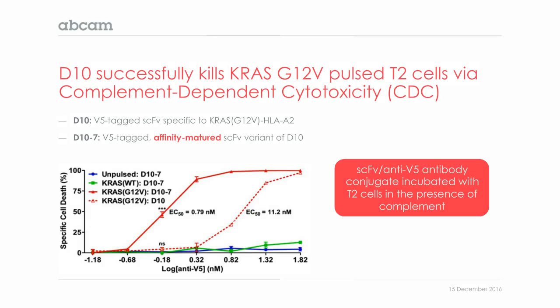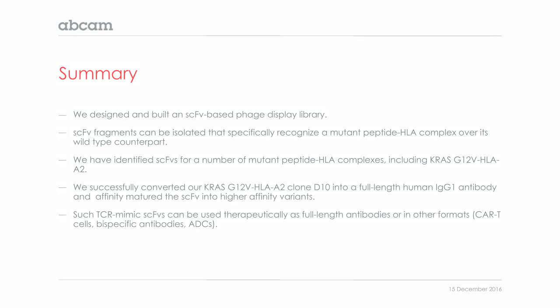However, when you incubate the affinity matured D10-7 scFv conjugated to anti-V5 with the mutant peptide pulsed T2 cells, you see nice dilutional killing of the T2 cells with an EC50 of around 0.8 nanomolar. This is actually in sharp contrast to the parental D10 scFv, which only had an EC50 of around 11 nanomolar. So this demonstrates not only can we use our scFvs for a killing assay, but that the affinity matured variants perform much better than the original D10 and are far more sensitive.